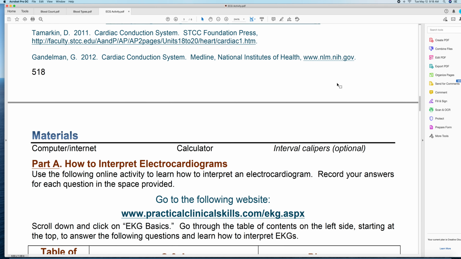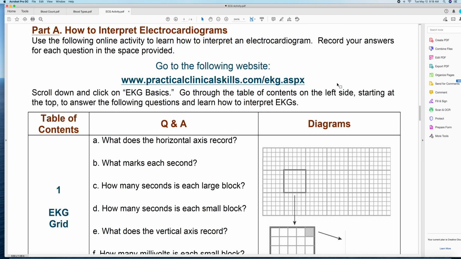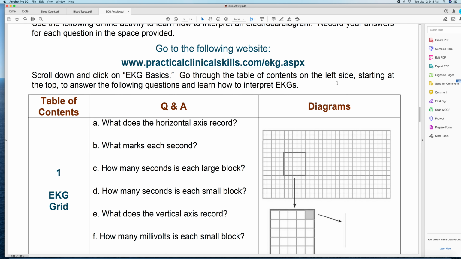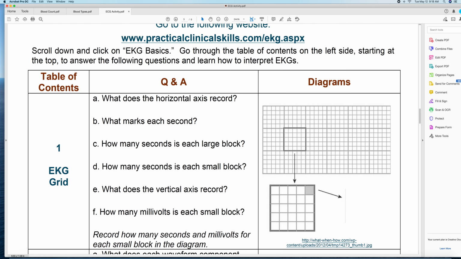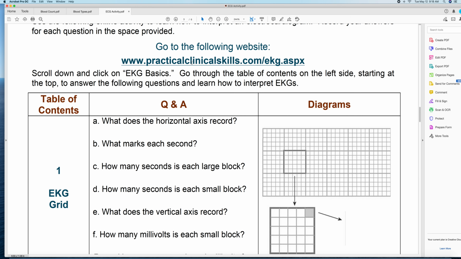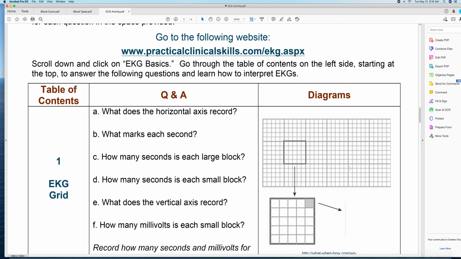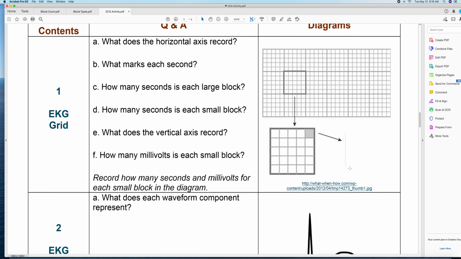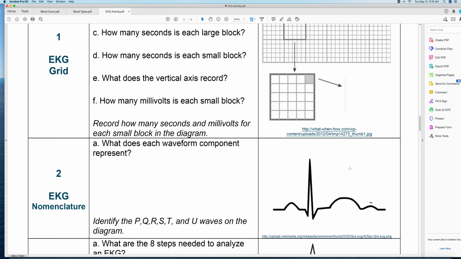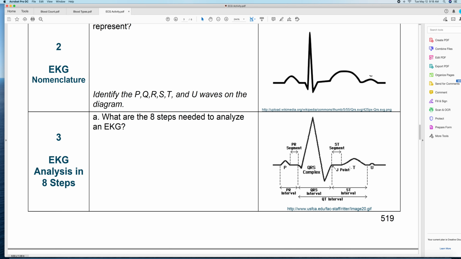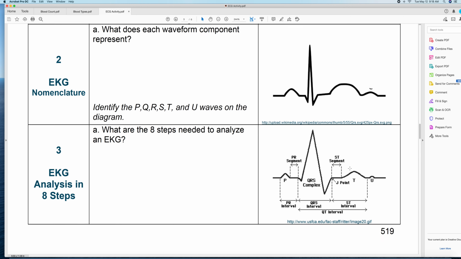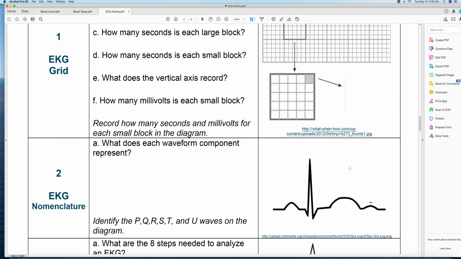That being said, and I'm kind of bummed that we don't get to do this in class, I have a couple questions that I left here for you. Sorry about Sawyer. This is a link that I provided on It's Learning to Practical Clinical Skills. What you're going to do is go to this website and answer the questions regarding how to read an ECG or EKG so that you know what the different complexes and segments and intervals represent.